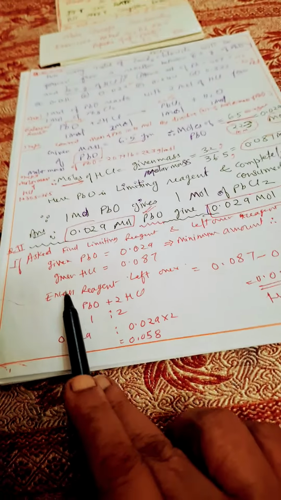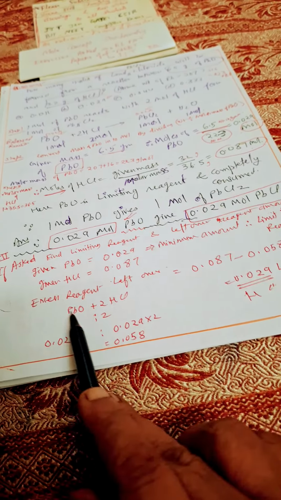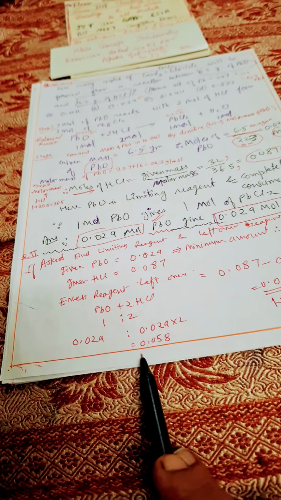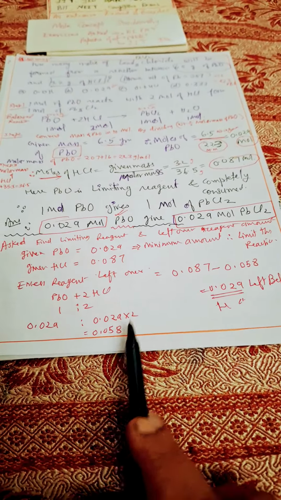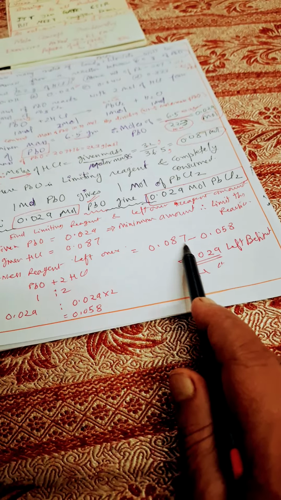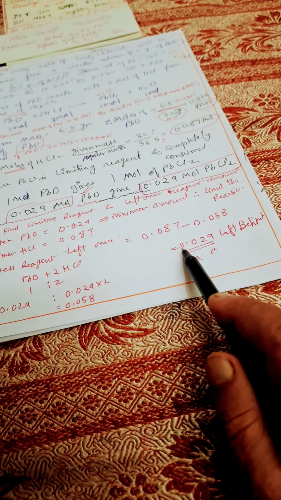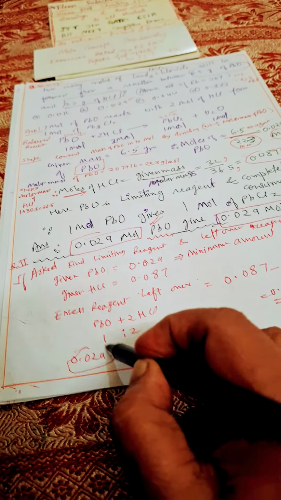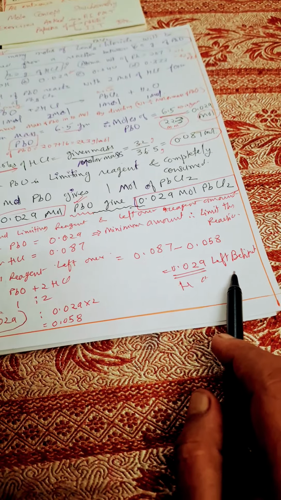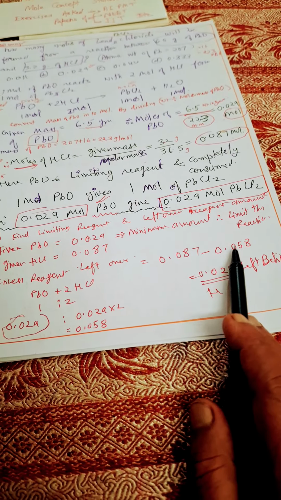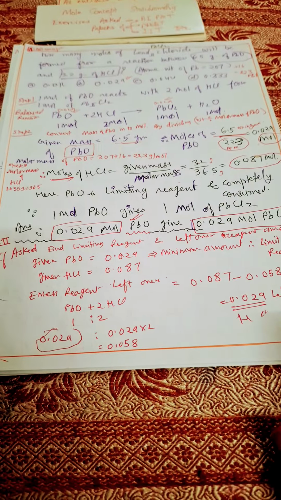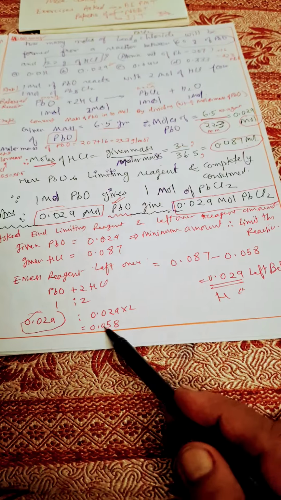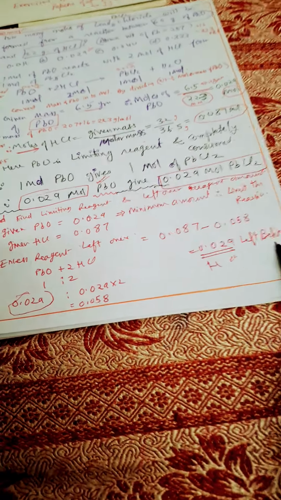Why? Because when 0.029 of PbO is required, with a 1:2 ratio, HCl will be twice of 0.029, that is 0.058 of HCl. But HCl given is 0.087, that is a very high value, so leftover HCl will be 0.029. Means this is the limiting reagent and it will limit the reaction, and this leftover HCl will be left behind. How much used up? 0.058. I am giving you all such information because they can ask different types of questions, so you can easily understand what is limiting reagent, what is excess reagent, how much HCl will be left behind.